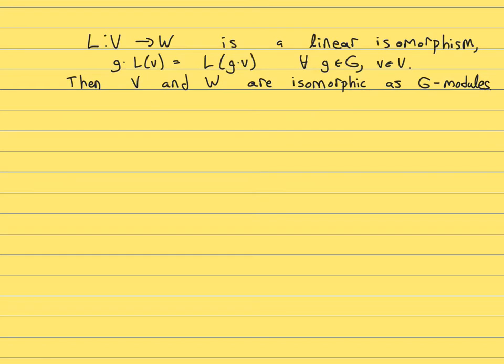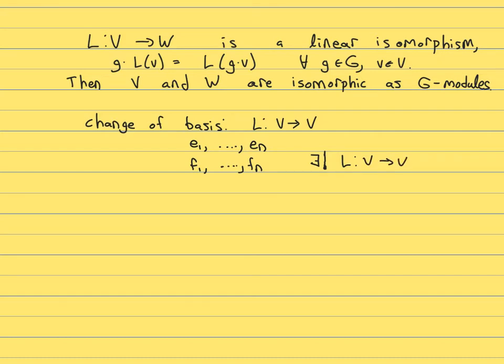A simple example that we're going to care about here is this notion of change of basis from a vector space to itself. This is a very common concept. If you have two bases, E1 through En, and F1 through Fn, then there does in fact exist a unique linear transformation sending the Ei's to the Fi's.